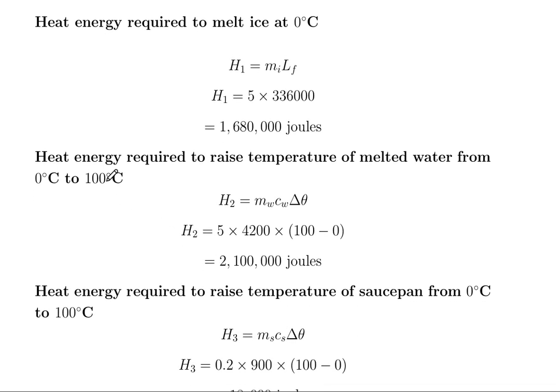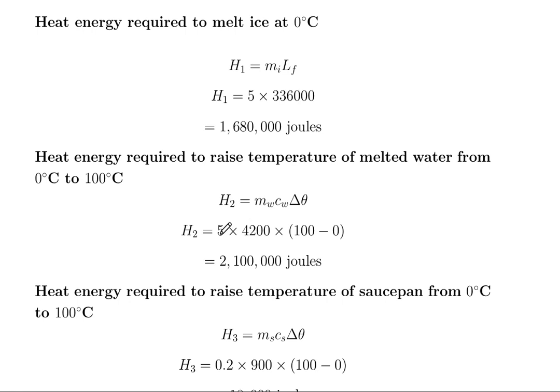Then next is the heat energy that is required to raise the temperature of melted ice from 0 degrees Celsius to 100 degrees Celsius. So that is the second section of our heating curve, if you remember. Then that will be given by the mass of the water that we have times the specific heat capacity multiplied by the temperature change, delta theta.